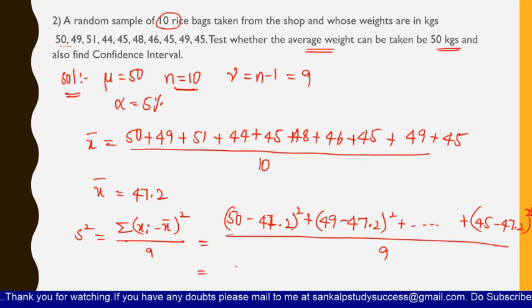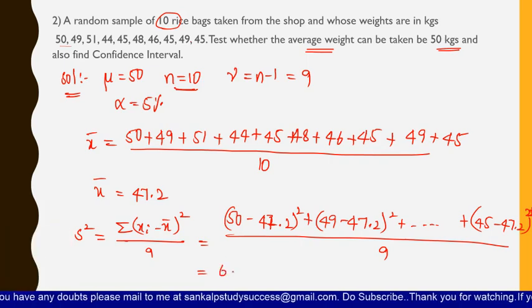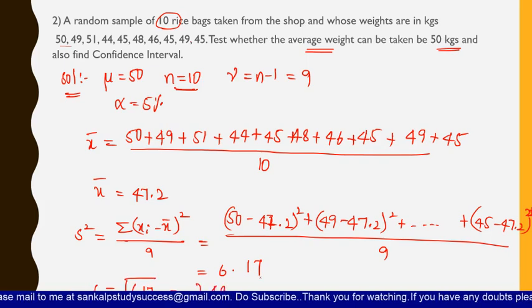If you solve this, just a minute, we will get s square as 6.17. What is s then? It is the square root of 6.17, which is nothing but 2.48. Now we have each and every value, so let us solve it step by step.